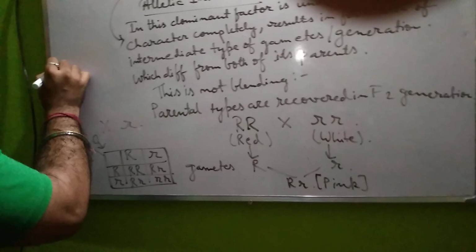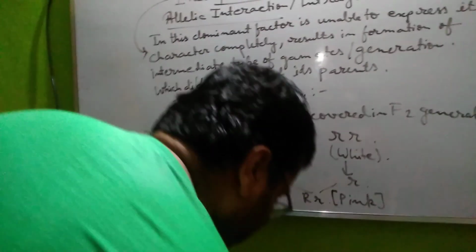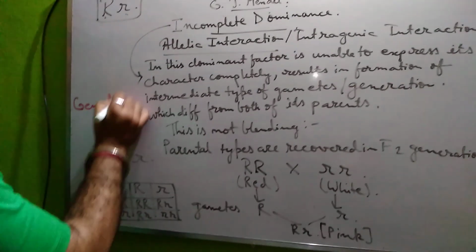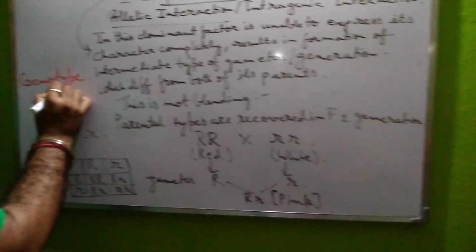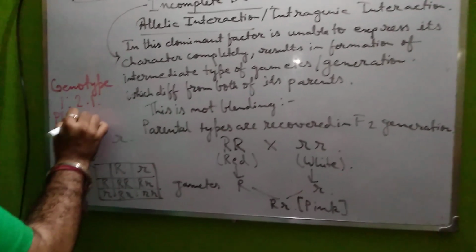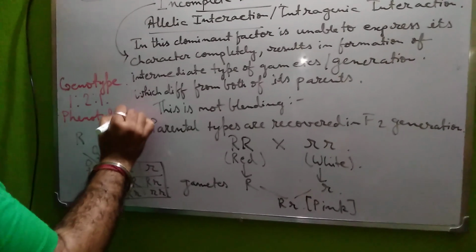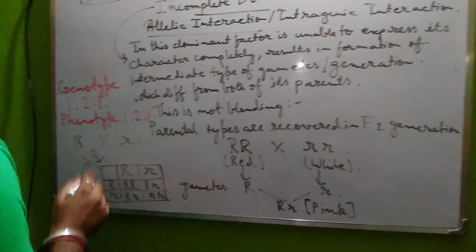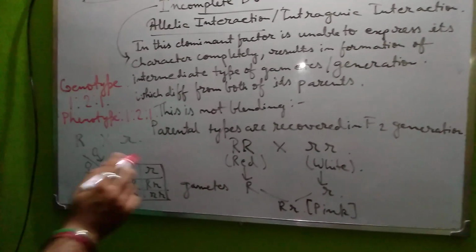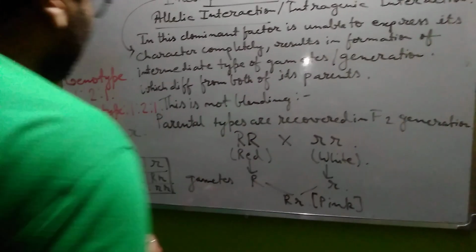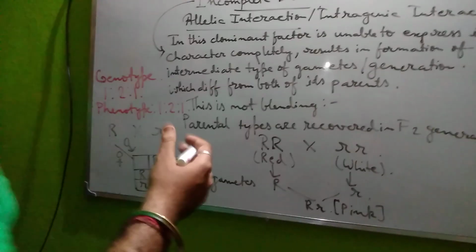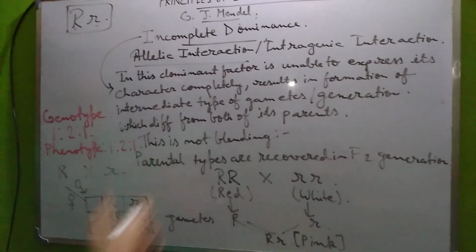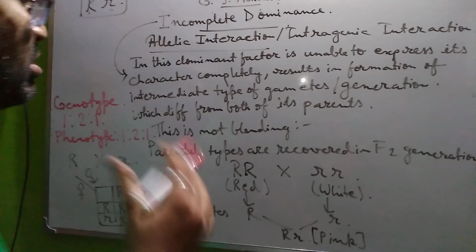If I write down the genotype of this one, it will be 1:2:1, and the phenotype will also be 1:2:1. As you can see, one is a pure dominant, one is a pure recessive, and the two other ones are the hybrid ones, which give a pink color. It's the intermediate one, which differs from both of its parents. So genotype and phenotype in incomplete dominance will be of the same type. It is not a different one.